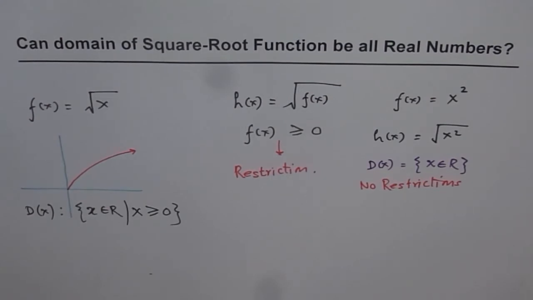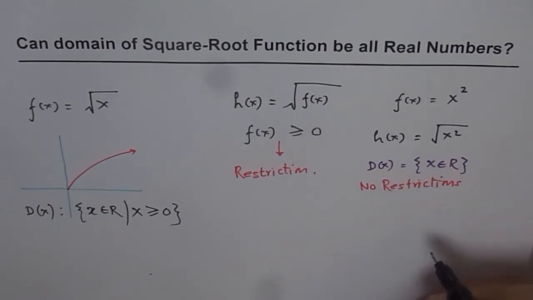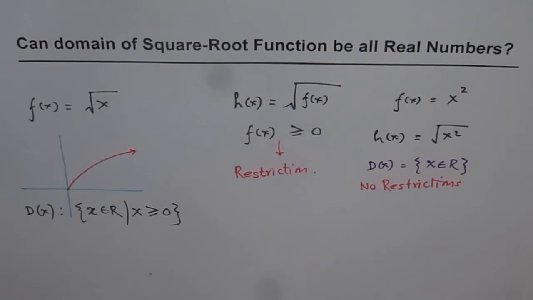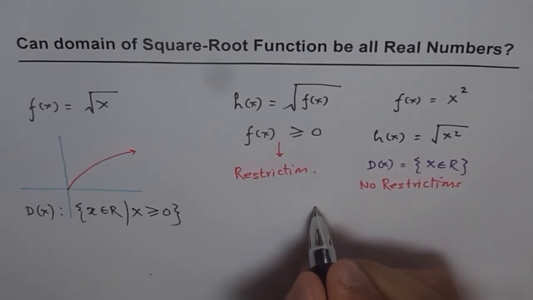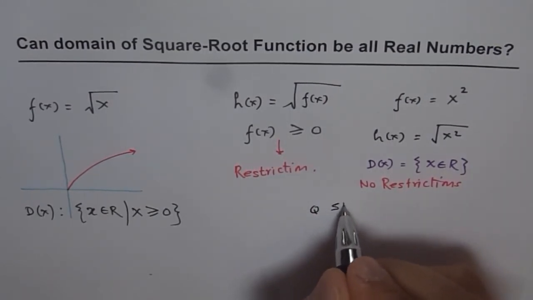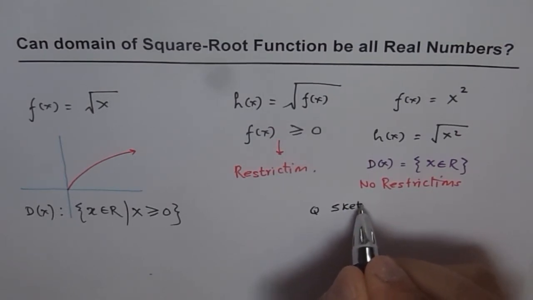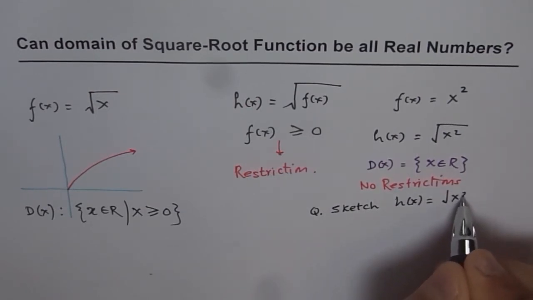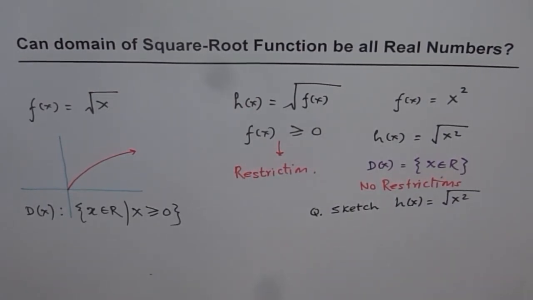So there are cases when we may not have any restrictions, correct? Can you sketch this function? That could be a good exercise. So my problem to you, question: sketch h of x equals square root of x squared, and show that it has no restrictions at all.